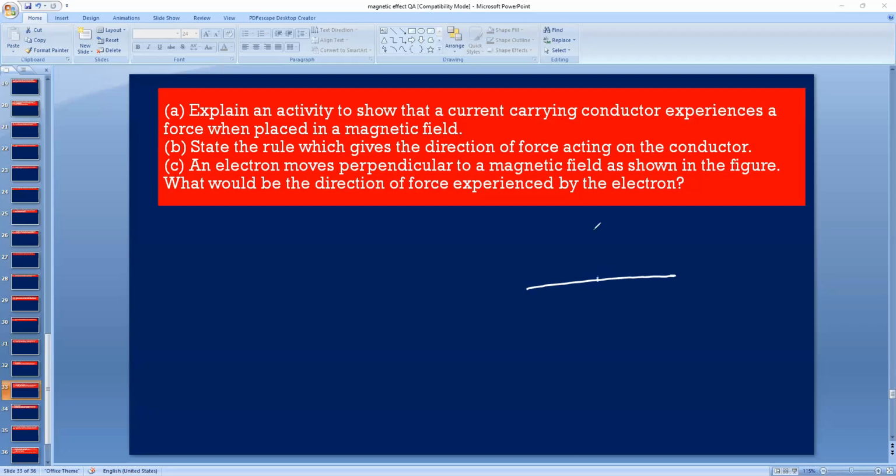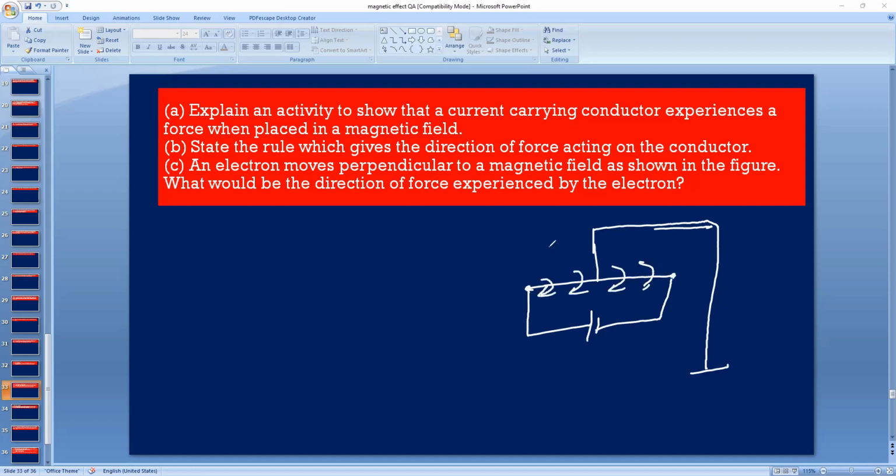A current carrying conductor experiences a force. Again, the same experiment you have to write. Take an iron rod freely suspended and both ends connected to battery terminals. Then a magnetic field is produced. Place a horseshoe magnet. Obviously, the iron rod is moving. We are finding the rule, Fleming's left hand rule. As per Fleming's left hand rule, the thumb is giving the force direction.